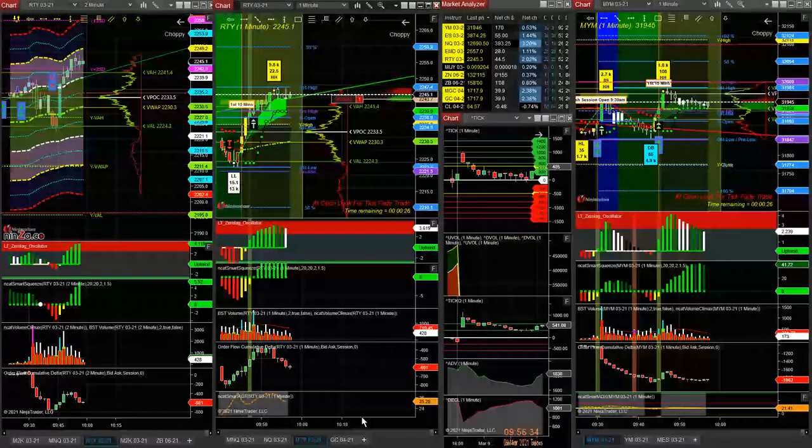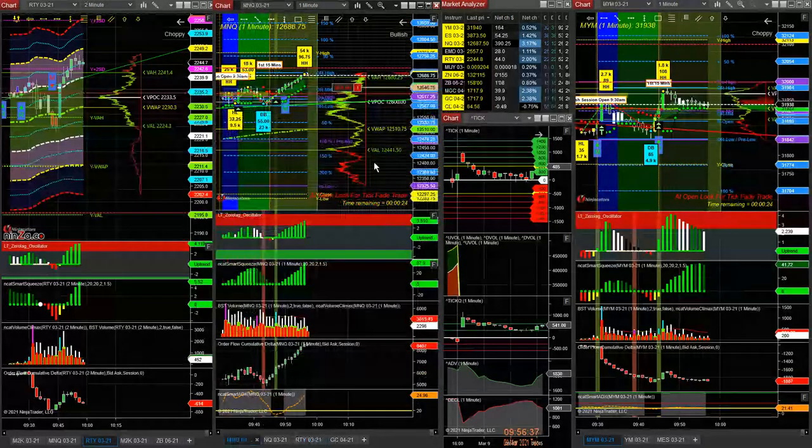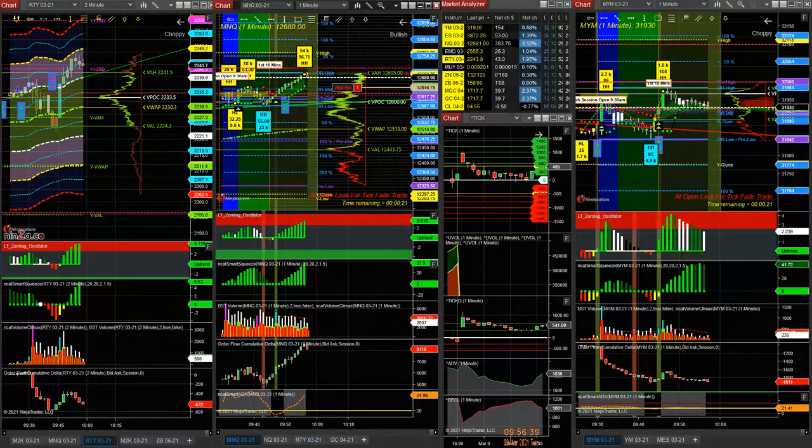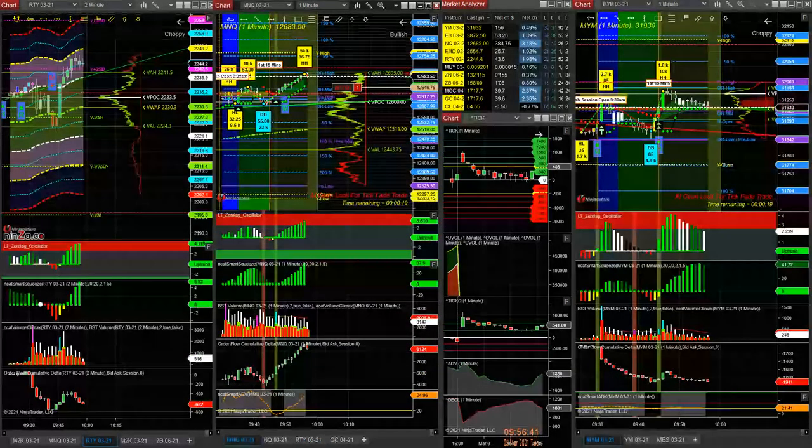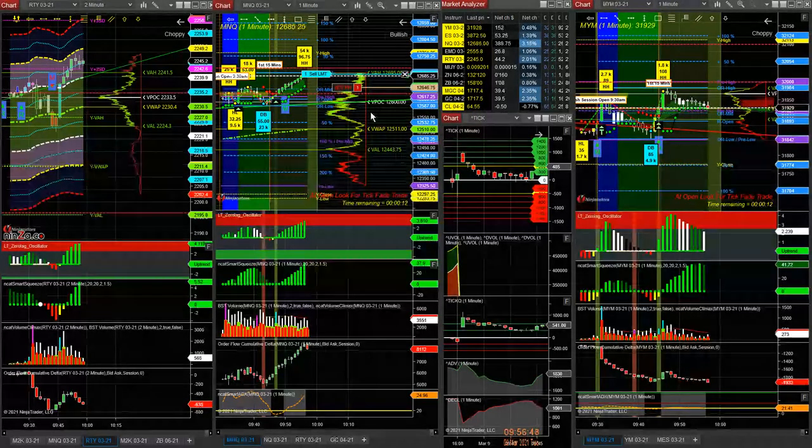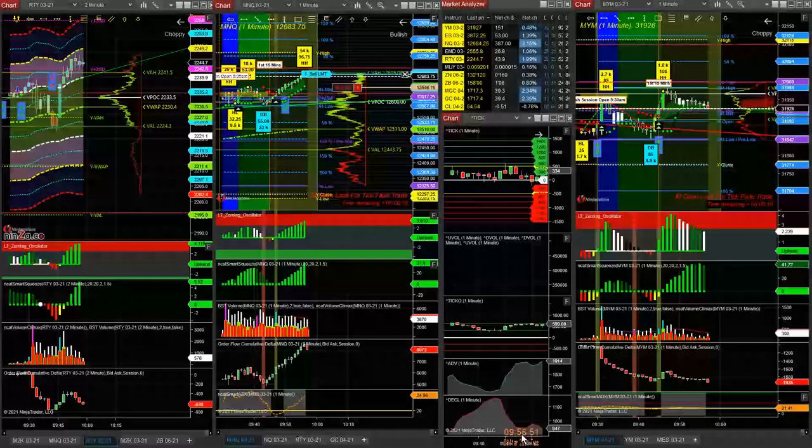So, NQ still rolling along. Will we add to that NQ here? If we add to the NQ, we'll put it like 10 ticks above or whatever. See if it comes up to fill us. And then coming to 10 o'clock, it drops. Right?